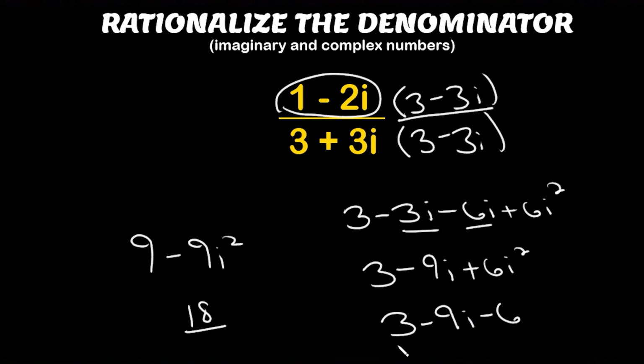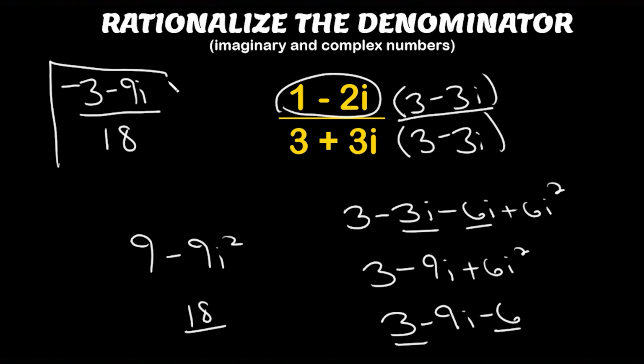And now I have like terms here and here. So combining that, 3 minus 6, I'm going to get negative 3. So I'm left with negative 3 minus 9i all over 18, okay? And that's done. Now, if you want to reduce it, you can break it apart and start reducing. So for example, it's negative 3 all over 18 minus 9i all over 18, okay?